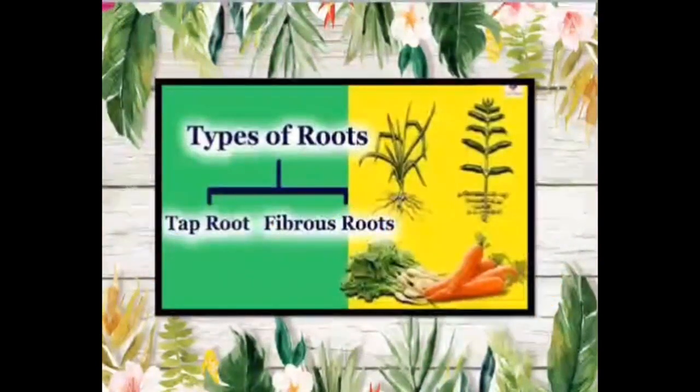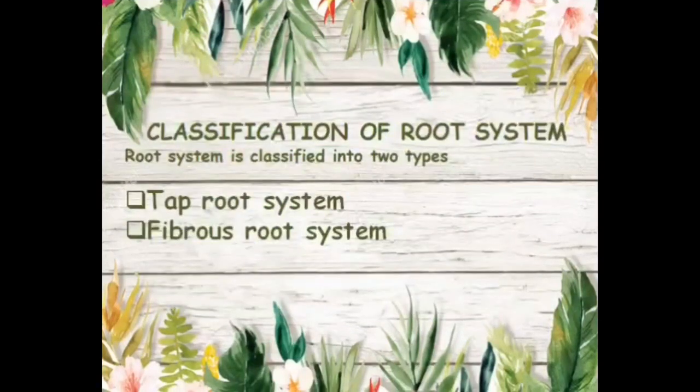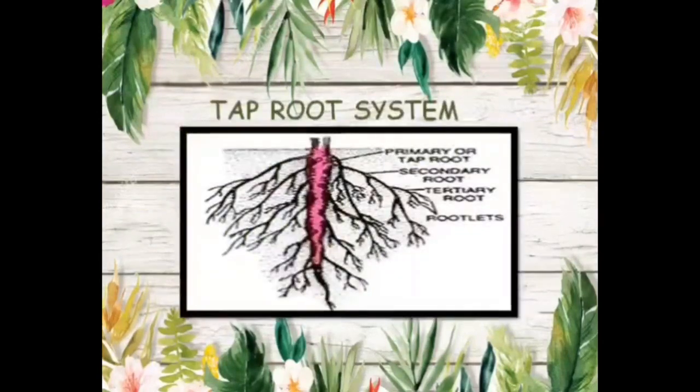Coming to the next topic, types of roots. Basically we are going to study, there are two types of roots. Root system having two types of root. One is called the taproot system and the other is called the fibrous root system. So let's discuss one by one. Classification of root system. Already we have discussed the root system is classified into two types. One is called taproot system and the other is called a fibrous root system.